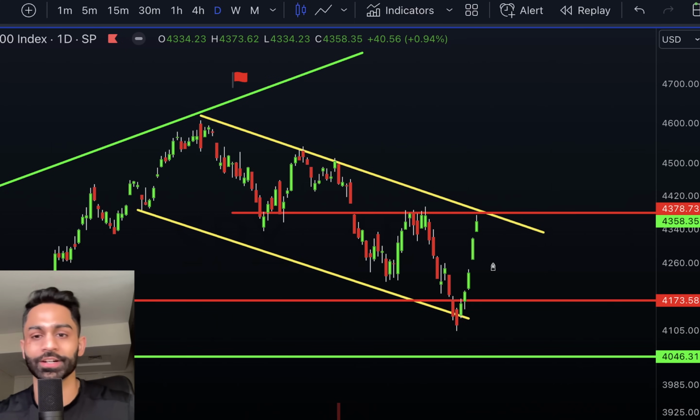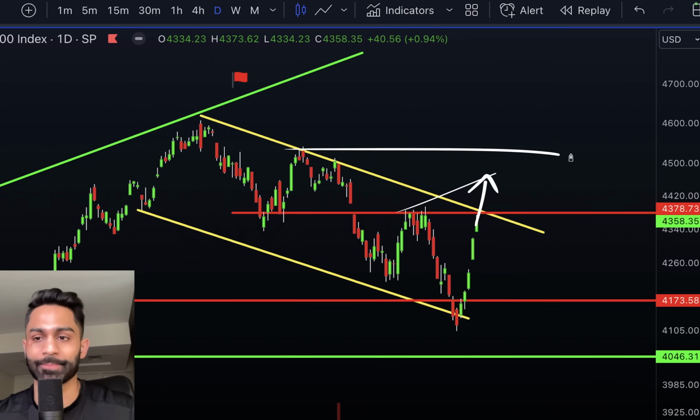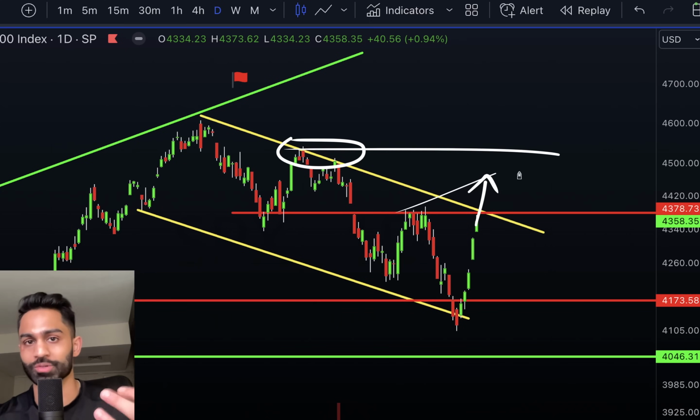If you get a breakout here, then automatically we just made a new higher high. That's going to be very good. That's going to be the start of a potential change in direction. And then what we want to see is, of course, recapture 4,500. That's going to be this previous resistance. And then, of course, make a higher low.